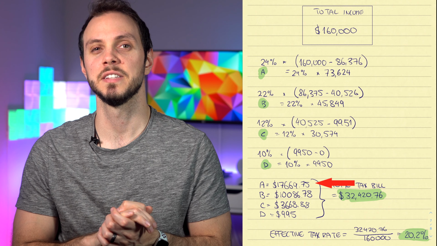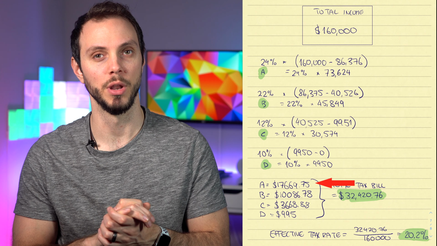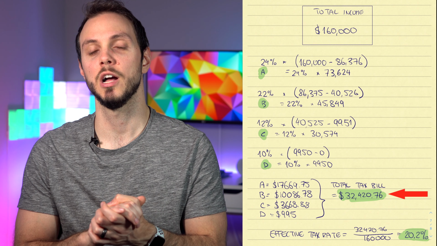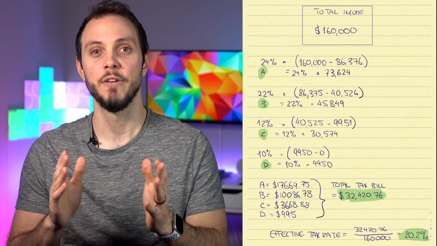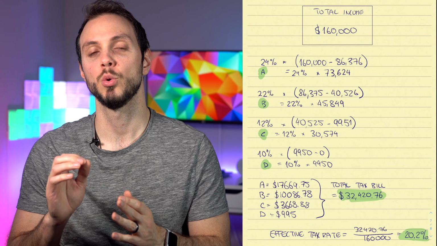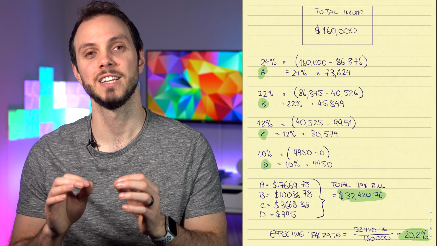finally $17,669 from the fourth one. Add all these numbers up and we get $32,420.76. If we divide this by 160,000, which was our gross salary, we get 20.2%, which was our effective tax rate. I know that was a lot of math, but hope you're still with me.